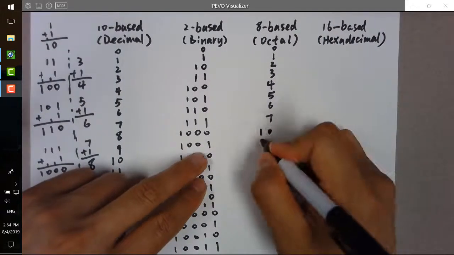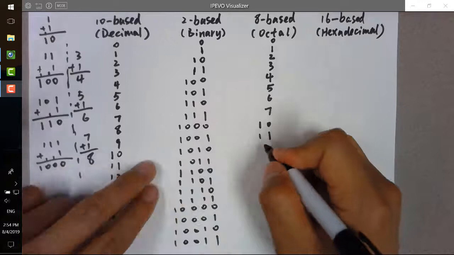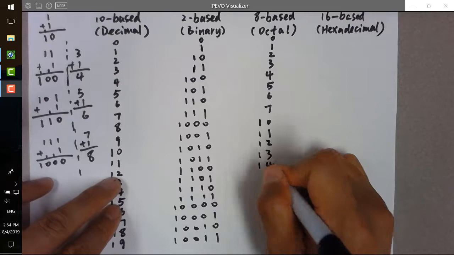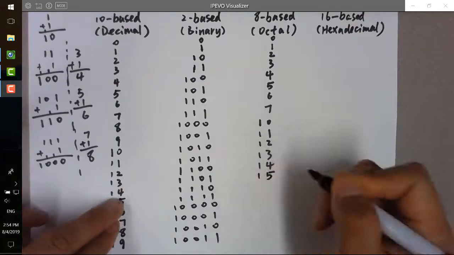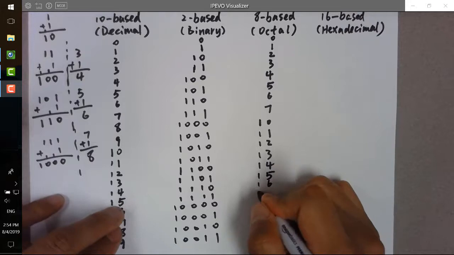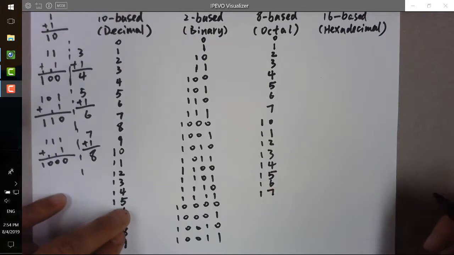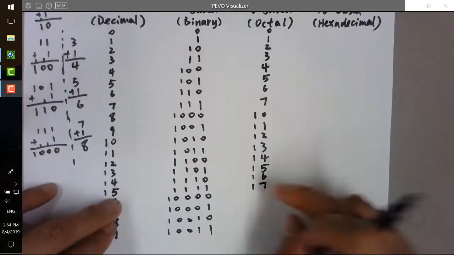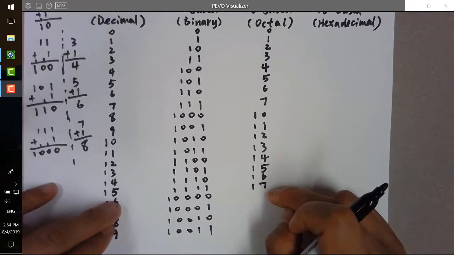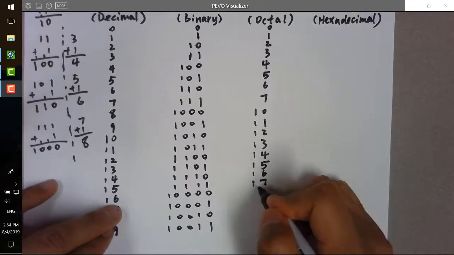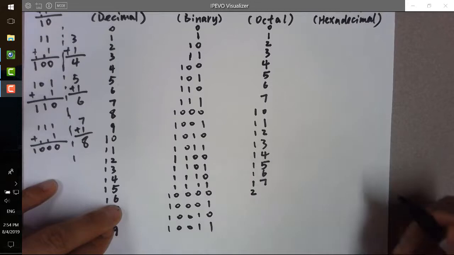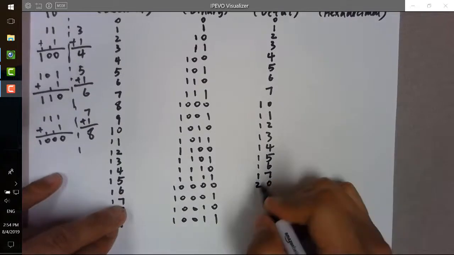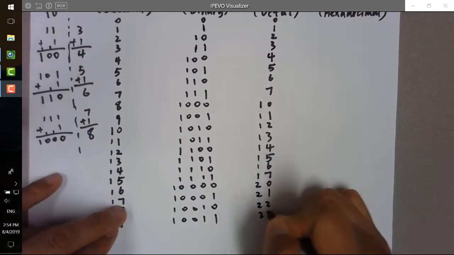And then 9 will be 1, 1, 10 will be 1, 2, 11 will be 1, 3, 12 will be 1, 4, 13 will be 1, 5, 14 will be 1, 6, 15 will be 1, 7. Now we have the same problem here. We do not have number 8 in there, so after 1, 7, we have to carry to this digit. So it's going to be 2 here, and we reset this digit to 0. And then 2, 1, 2, 2, 2, 3.